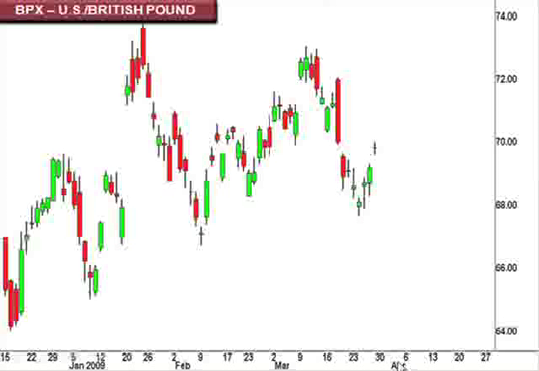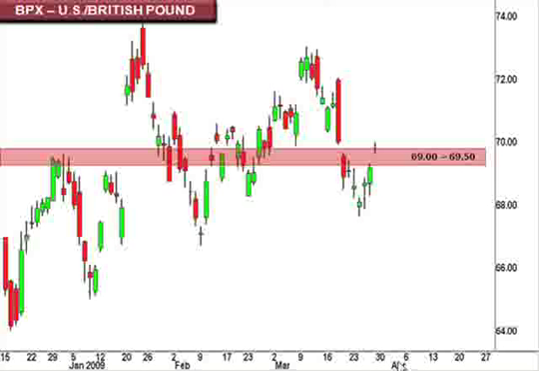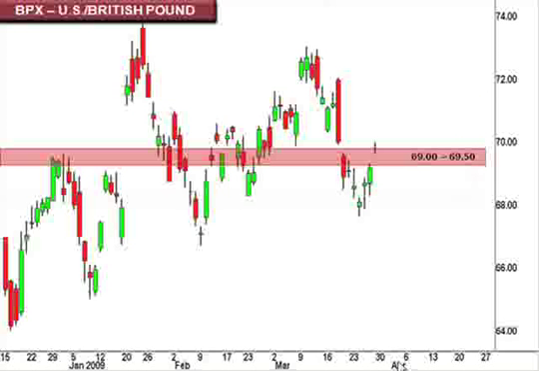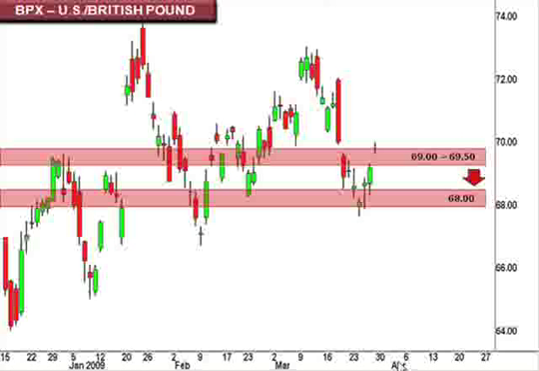Well, let's move on to the BPX, the US versus the British pound, and we can see that the US dollar found enough strength to push the BPX up into that 69, 69.5 focal zone after the previous week's aggressive sell-off. Now, we are expecting some consolidation here. However, a break above 70 will likely trade into that 70.5 to 71 focal zone. If we happen to break back below that 69 level, then the BPX will likely migrate back down into that 68 zone looking for support.